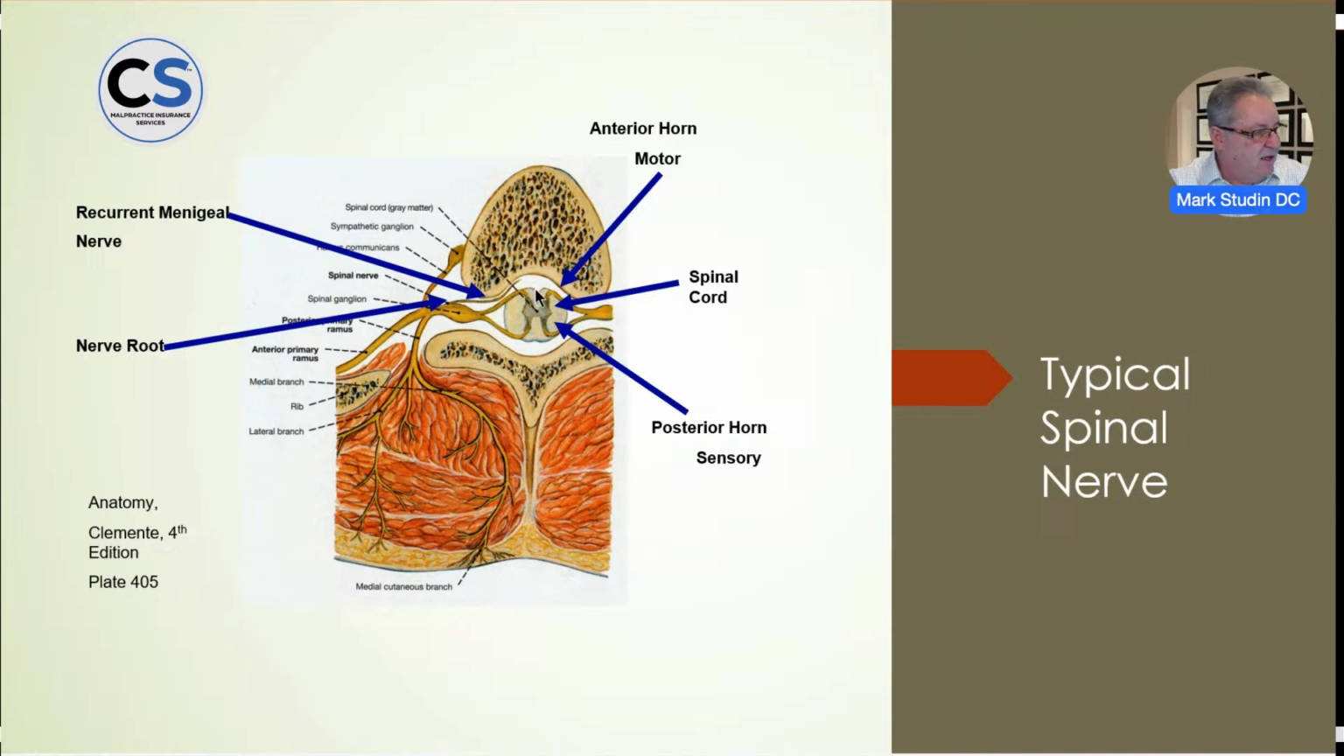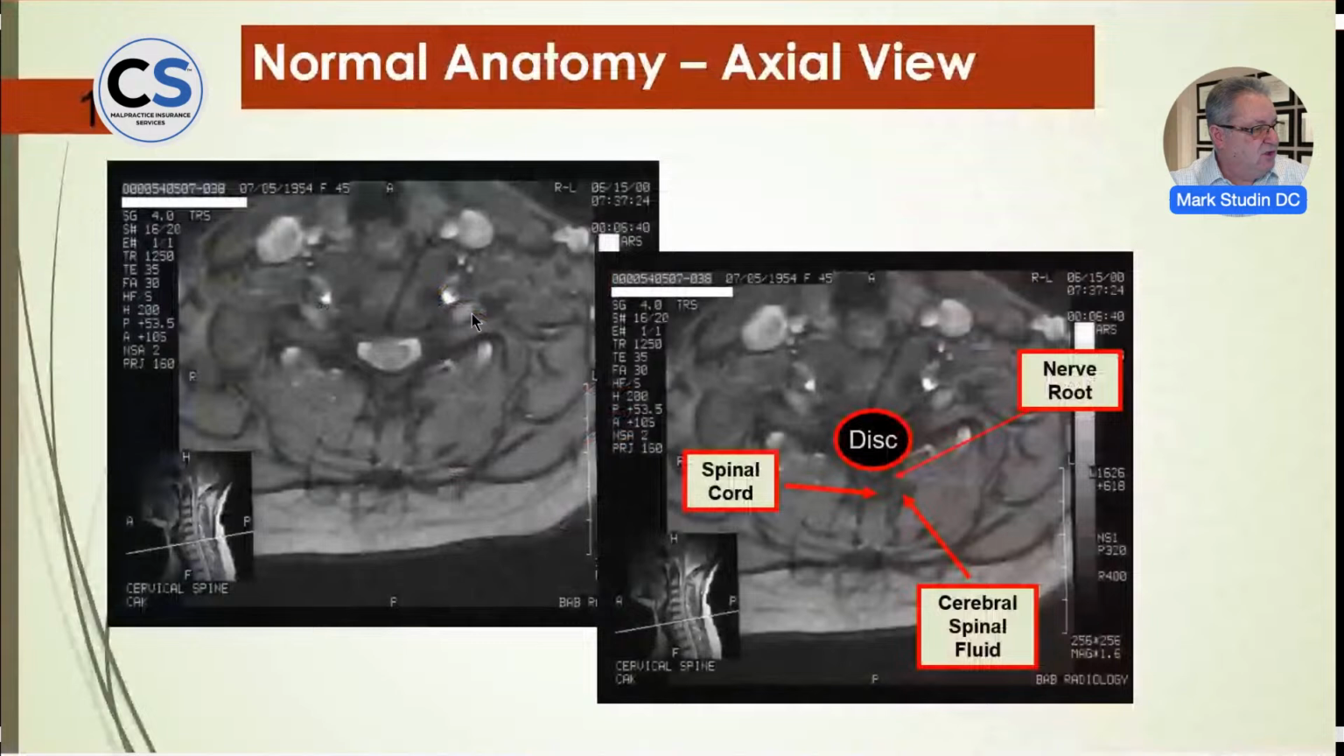Now, in disc issues, there's different zones. This is the central zone. This is the lateral recess. And this is not a foramina. Foramina means hole. Stop thinking like x-rays. This is a neural canal, like a tunnel where the nerve goes through.